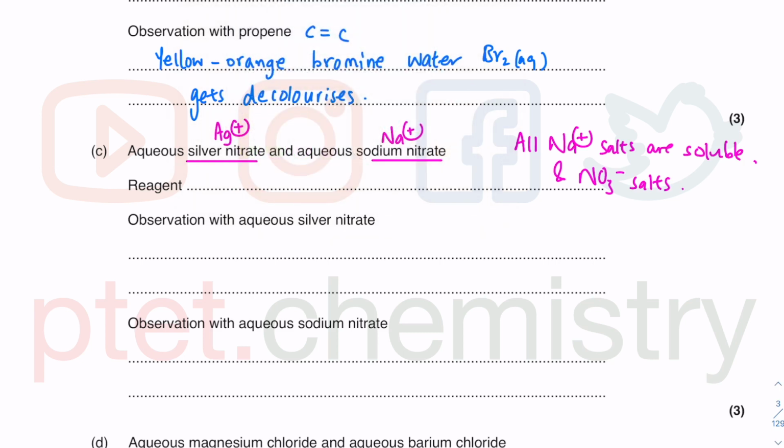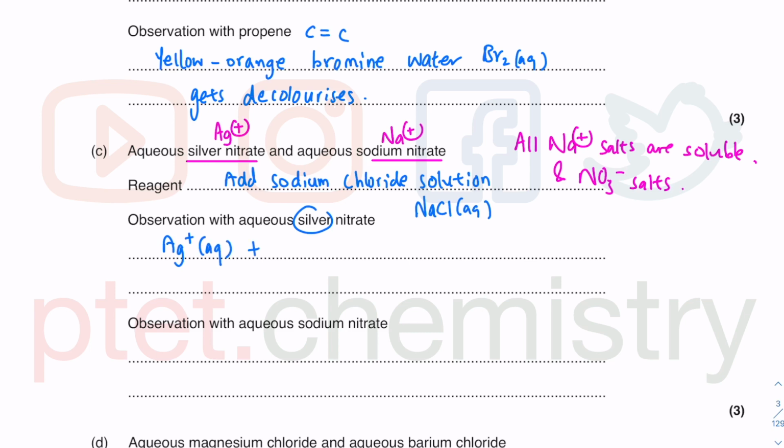So here what you can do is add some sodium chloride solution. It's a salt solution, or you can say NaCl aqueous. We have a silver ion, so we can think about the ionic equation. Aqueous silver ion from the silver nitrate, chloride ion from the sodium chloride. You're going to get AgCl, which is a solid.